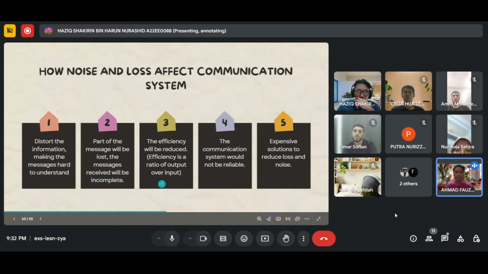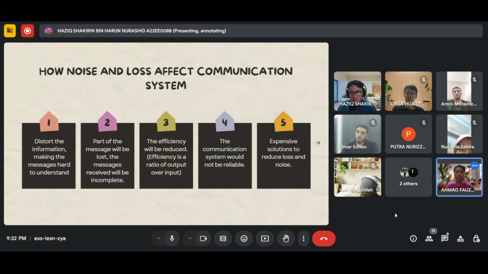Basically, efficiency is the ratio of output over input. The higher the efficiency, the better the system is. So when there's a lot of noise and a lot of loss, the efficiency will be reduced. Basically, it is saying that the communication system is very bad. And because it is very bad, the communication system will be unreliable, and there will be a need for expensive solutions to reduce this loss and noise. So that's in general how noise and loss affect our communication system.